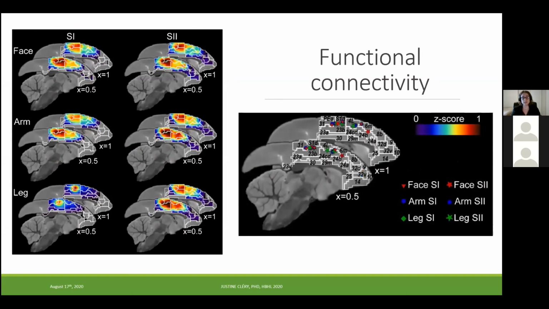For the mid-cingulate areas, the hotspot of connectivity was more anterior for face compared to arm and leg, suggesting a body representation mapping within the mid-cingulate areas. Interestingly, a somatomotor map for face, upper, and lower limb has been identified in rostral cingulate motor areas and more posteriorly, both in human and monkey. So our results suggest that a similar organization is present in marmoset.